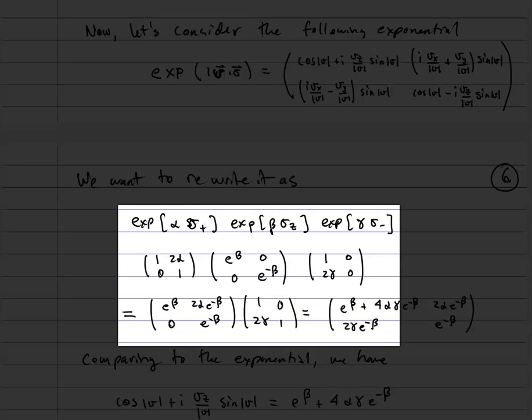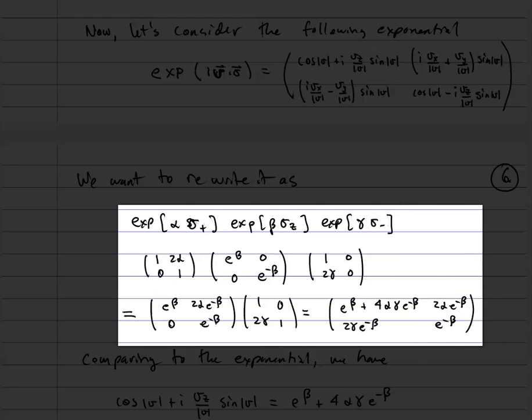Now I'm going to multiply the first 2 terms out. You get e to the beta, 2 alpha e to the minus beta, 0, e to the minus beta. We have to multiply that by the second term, and here I have it correctly written with the 1 along both terms of the diagonal. You multiply that out, you get e to the beta plus 4 alpha gamma e to the minus beta, 2 alpha e to the minus beta, 2 gamma e to the minus beta, and e to the minus beta.